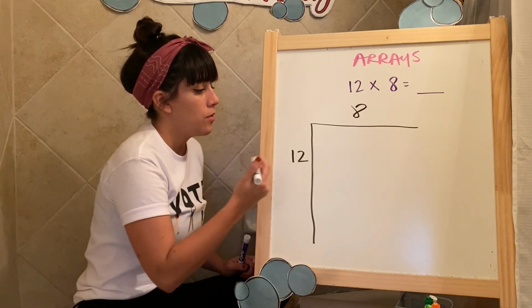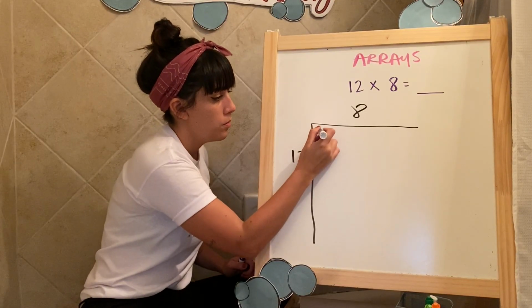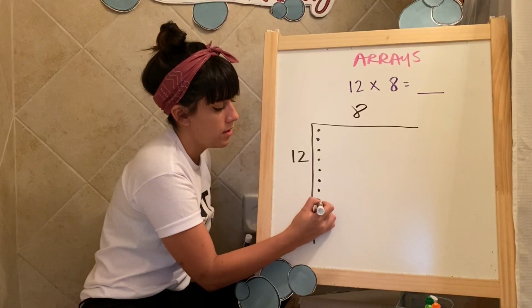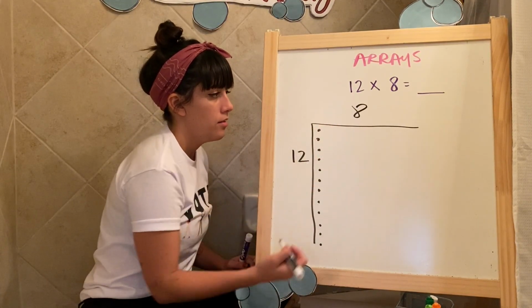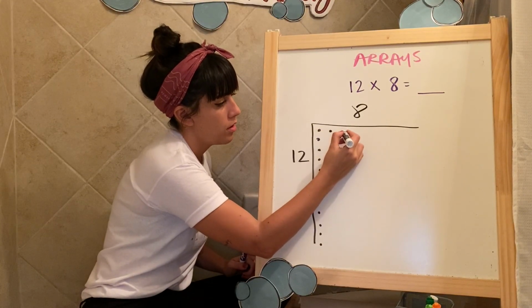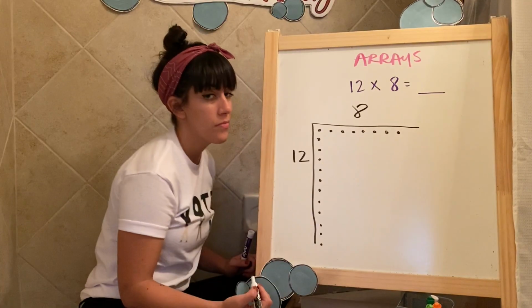If you're making an array, I would have 12 going vertical. So 1, 2, 3, 4, 5, 6, 7, 8, 9, 10, 11, 12. 8 horizontal, counting the same one though. 1, 2, 3, 4, 5, 6, 7, 8.